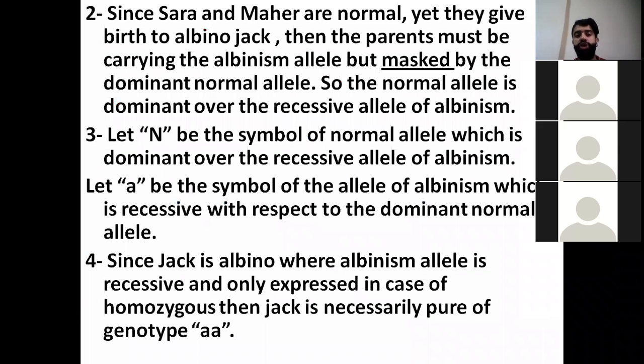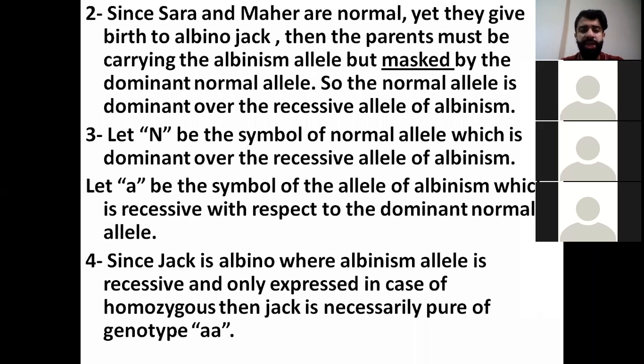Moving now to determine the dominant and recessive. What did I say? I said since Sarah and Maher, both of them, are normal, they gave birth to an albino Jack. So the parents must be carrying the albinism allele, but it was masked by the dominant normal allele. So the normal allele is dominant over the allele of albinism, which is recessive.